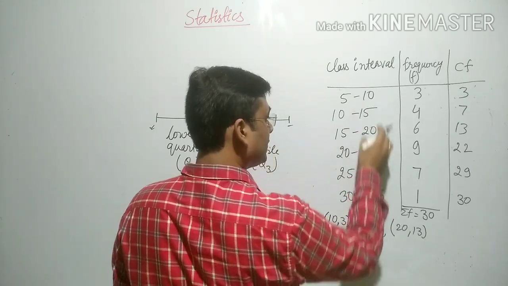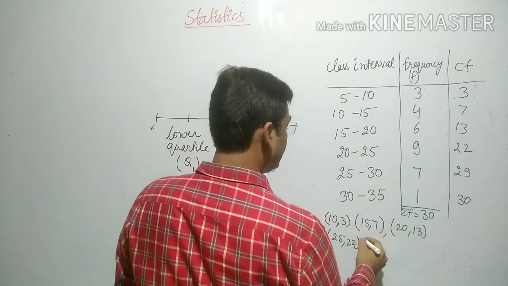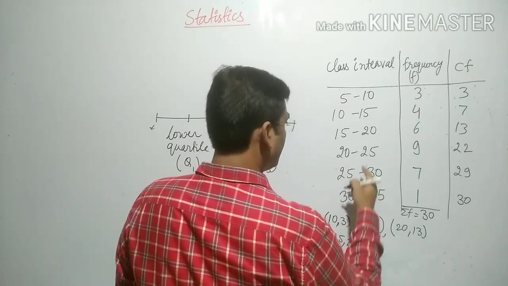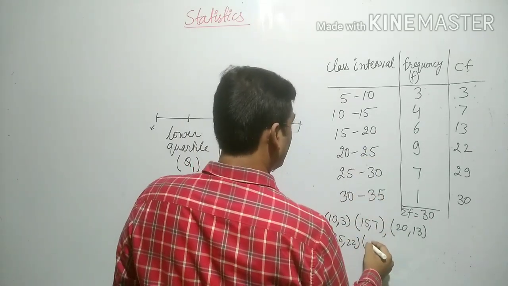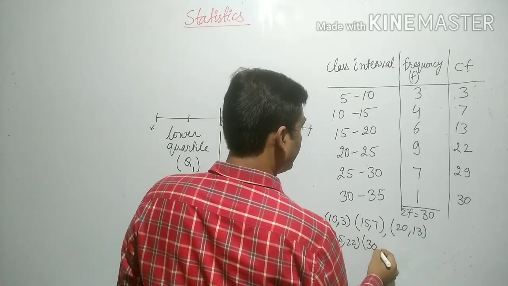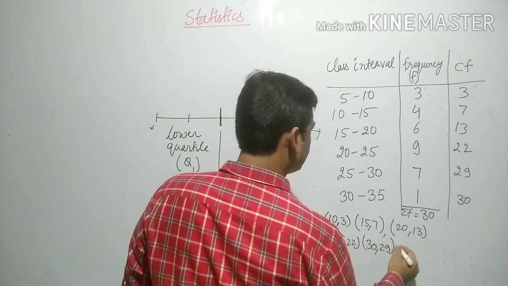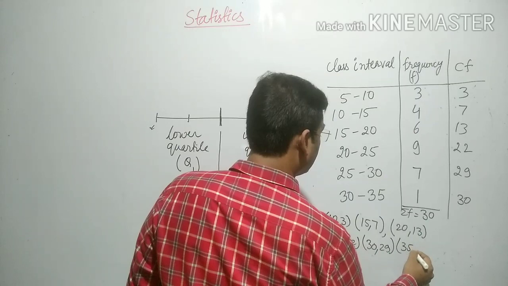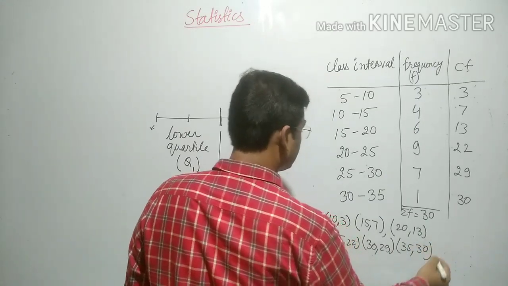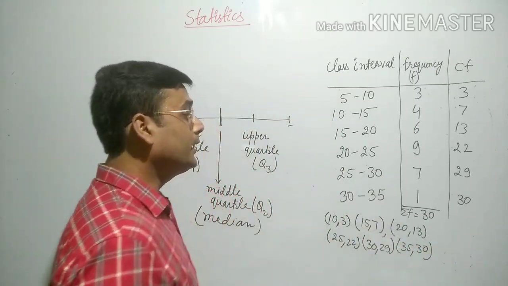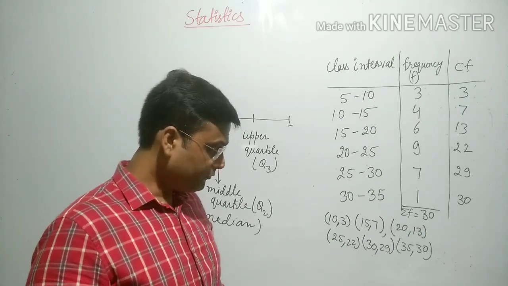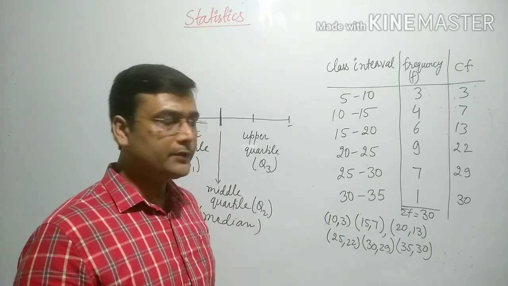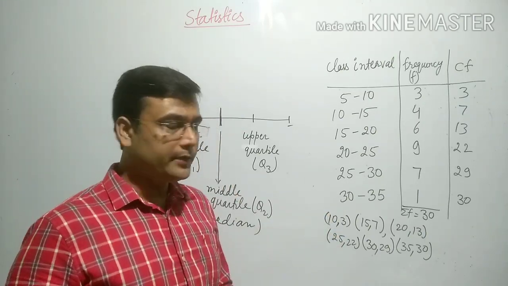We know that we will take the upper limit here, so 30 and 29, and 35 and 30. These are the sets we have to represent on the graph. We will try to represent them on the graph paper, then we will find the ogive.